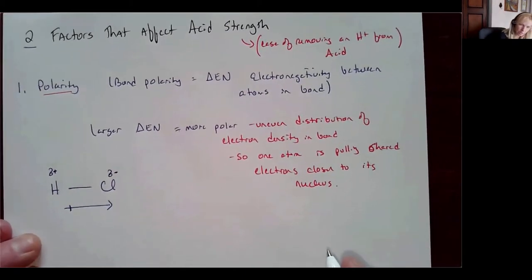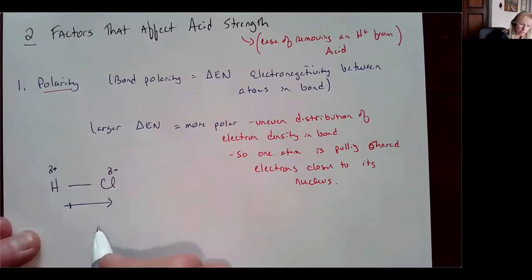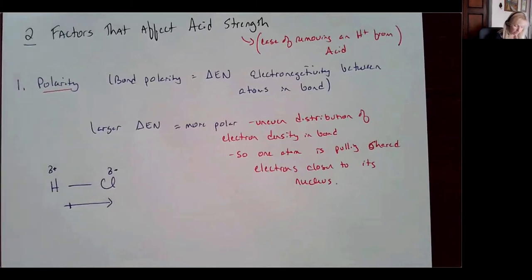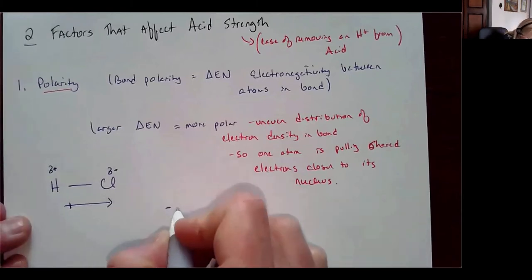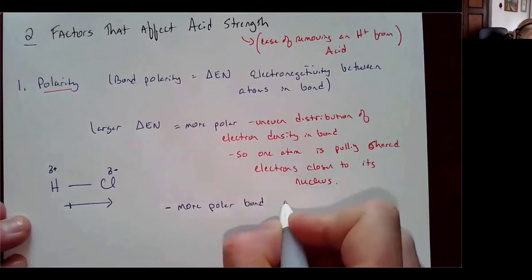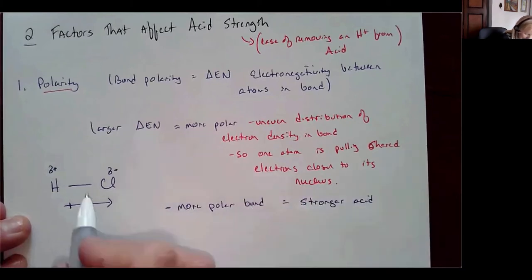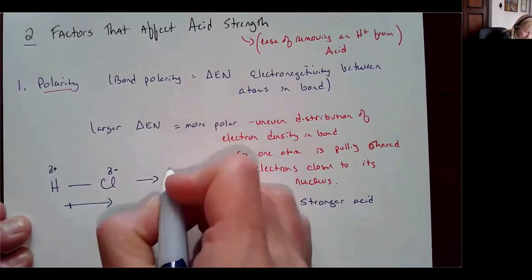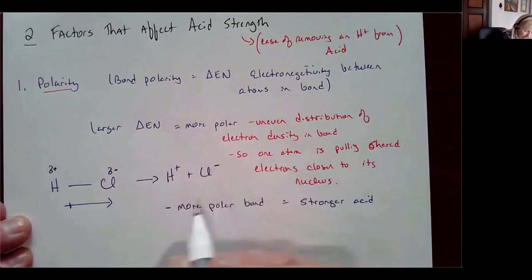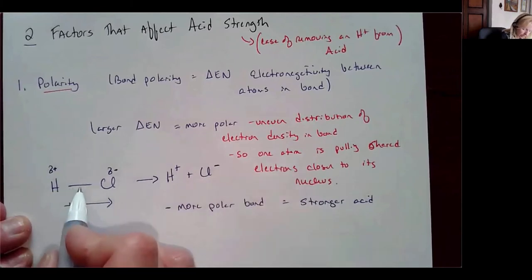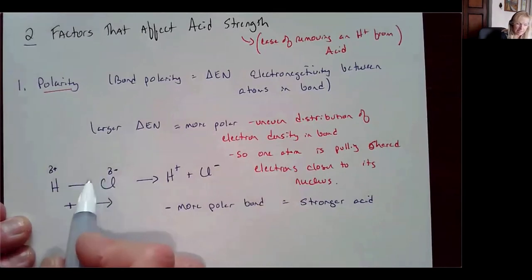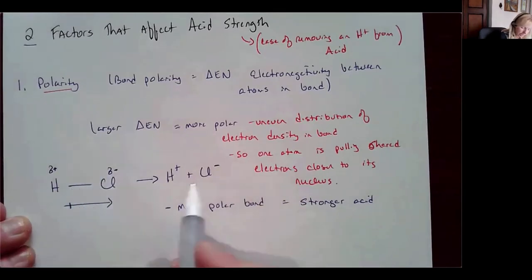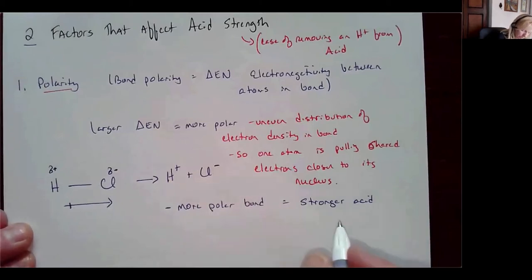So here are some rules of thumb. And there are more factors that come into play here than just this. There are two things that we're going to look at, and then we're going to look at the combination of all of them. The first one is polarity. In general, the more polar the bond, the stronger the acid, meaning that it's going to be easier to dissociate. When this dissociates into ions, one electron comes from chlorine and one from hydrogen, and chlorine has basically snatched both of those electrons and formed an ion. So the more polar the bond, the stronger the acid.